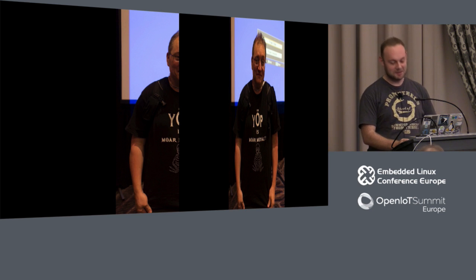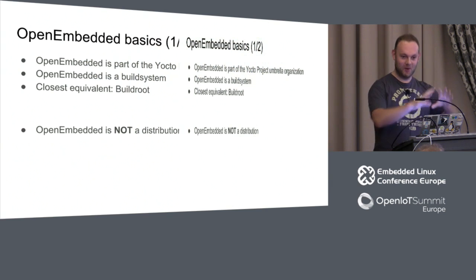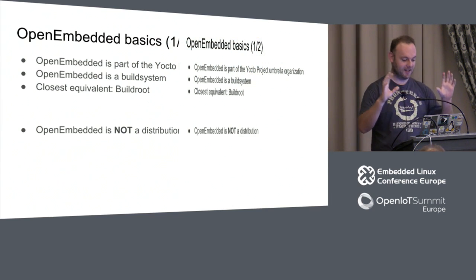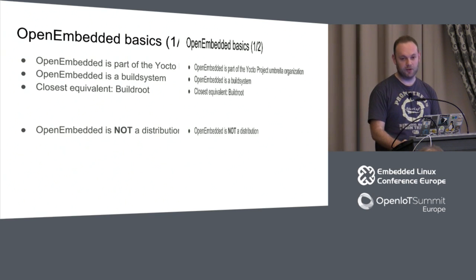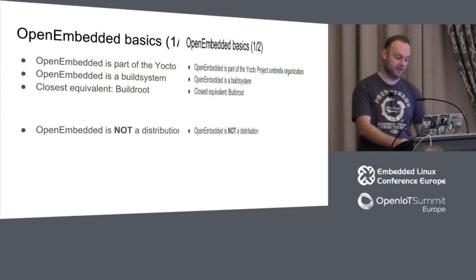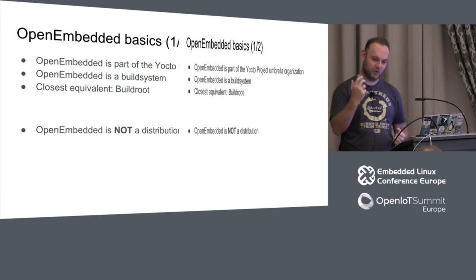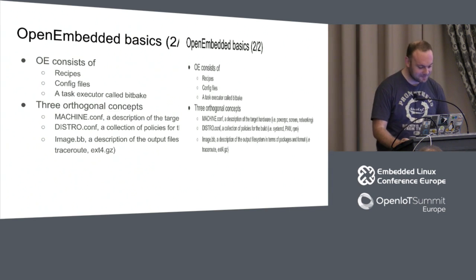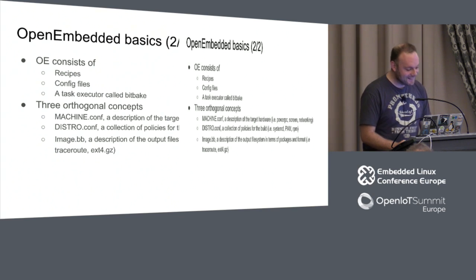I'm like, yeah, no. So OpenEmbedded is a build system, which is part of the Yocto project. And the closest equivalent is Buildroot. So it's not a distribution. Your device does not run OpenEmbedded. It most certainly does not run Yocto. You are allowed to call it Yocto Linux, because that pisses off the Yocto project people. I see your eyebrow twitching a little bit.